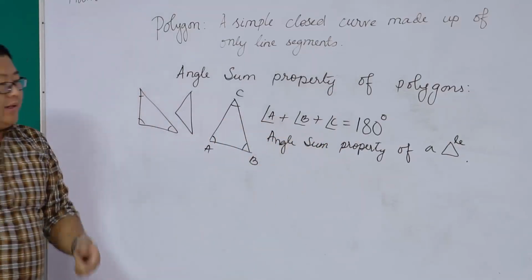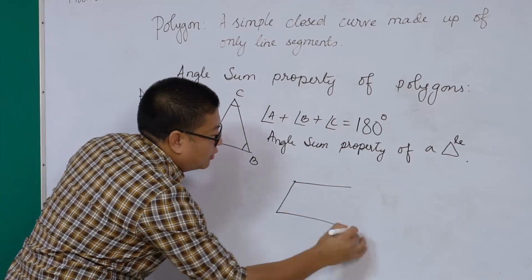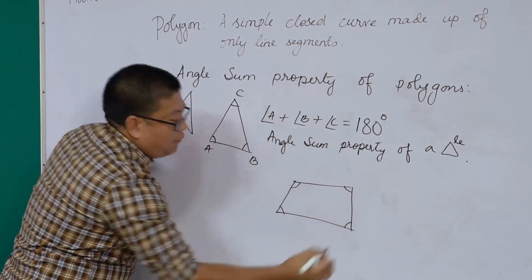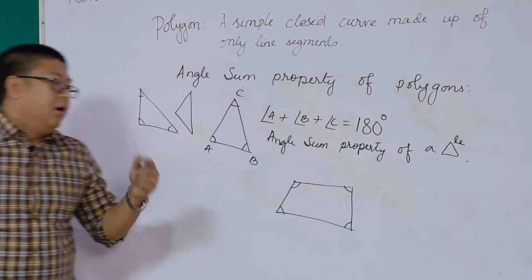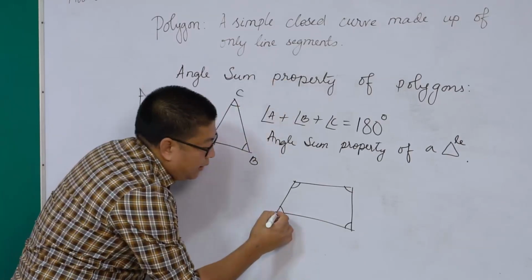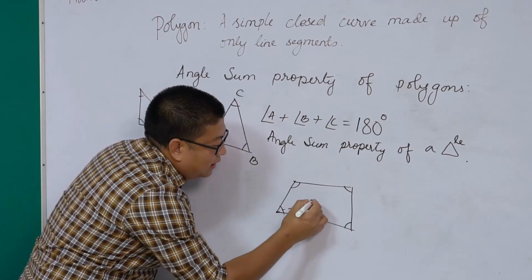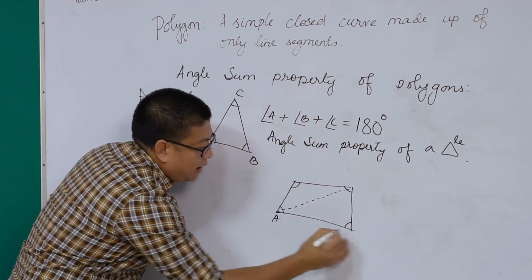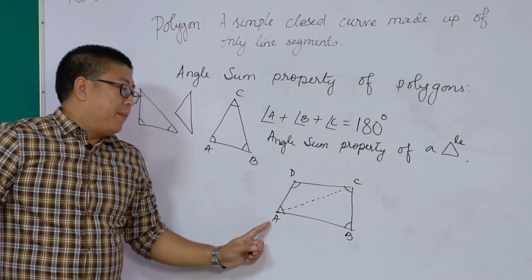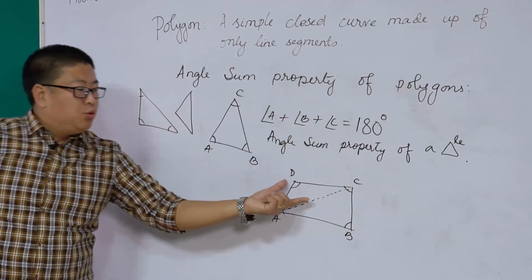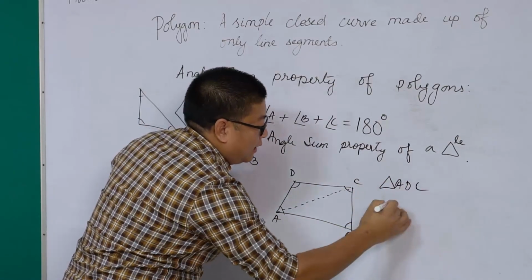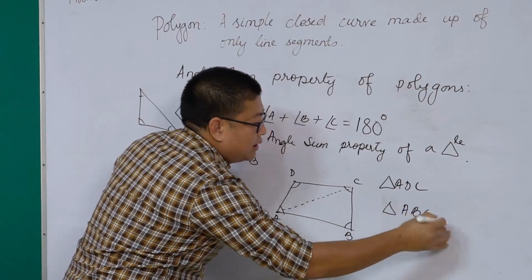Now, when we talk about quadrilaterals, let me take a simple quadrilateral. It can be any quadrilateral with 4 sides. We have 4 angles here. Now, before that, we will draw a diagonal. Let me mark this A, B, C, D. When I draw a diagonal from A to C, we can see that 2 triangles are formed. The first one is triangle ADC, and the next one is triangle ABC.